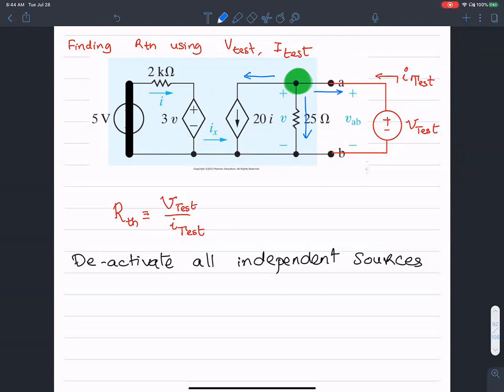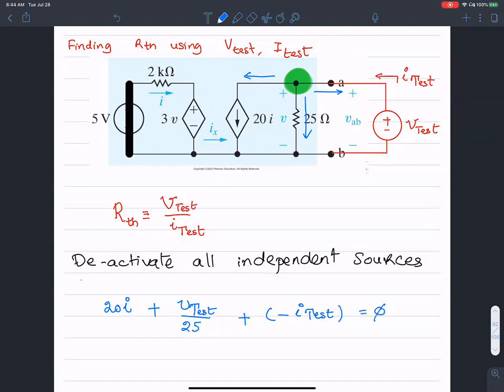The current going to the left is simply 20I. The westbound current is 20I, and the current going south is V test over 25, because that's the voltage I'm applying at that node. Plus, what's the current going east? The current going east is simply negative I test. All of that equals 0.